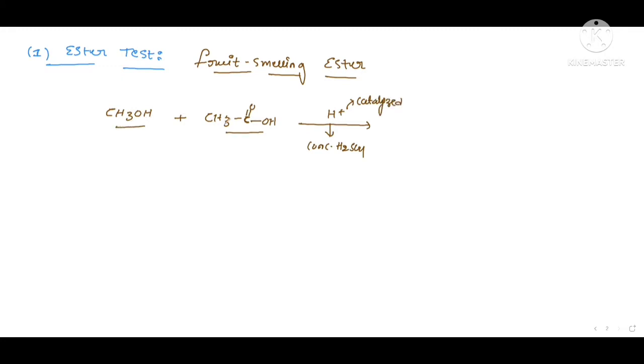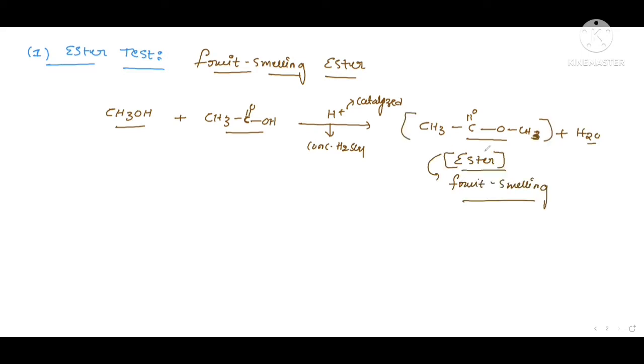the alcohol reacts with carboxylic acid to form an ester, that means CH3-C double bond O-CH3. This is called the ester, and water is released. This smell is fruit smelling. By this ester formation, we can conclude that the compound contains the alcohol.